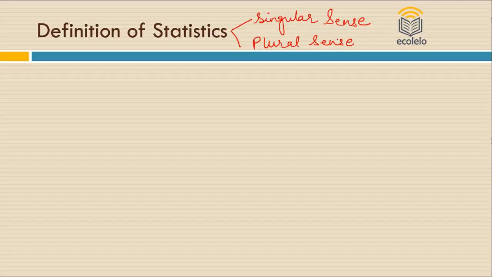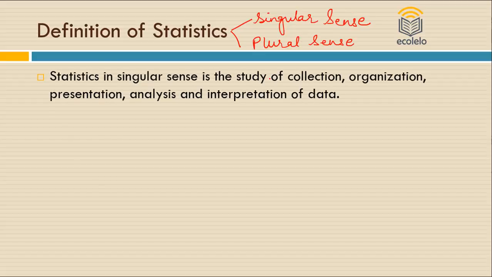Statistics can be defined in two senses, singular sense and plural sense. But if you ask a layman, okay, what is statistics? Or if I ask you, what is statistics? You won't tell me, oh, it means in singular sense it means this, and in plural sense it means this. So there is a basic way of defining it, and that is statistics is the study of collection, organization, presentation, analysis, and interpretation of data. Now please take care that the sequence goes this way only. It is the study of collection of data, organization of data, presentation, analysis, and then interpretation of data.